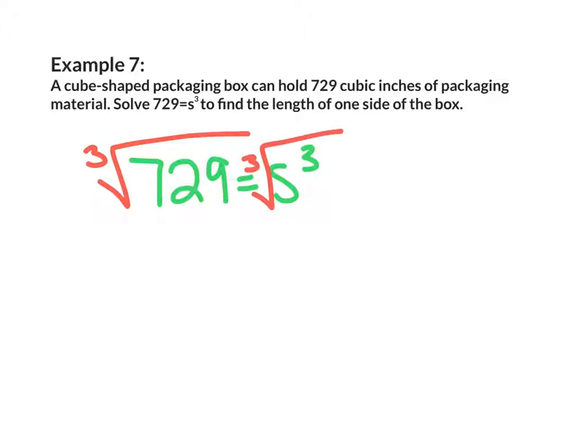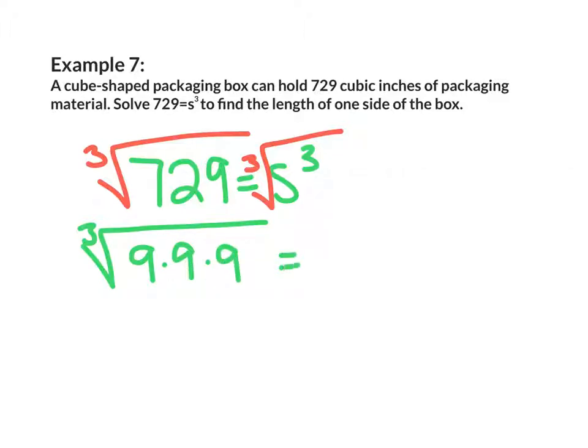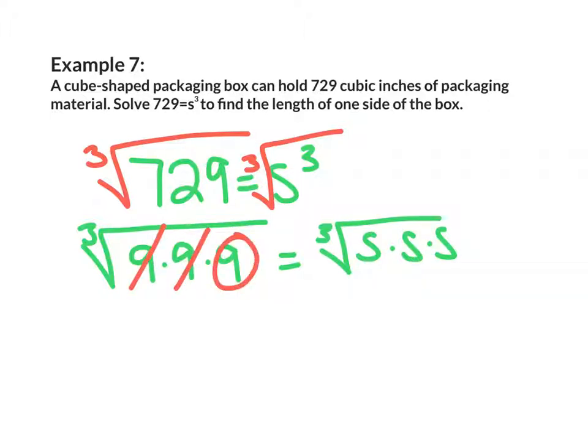so I know that 729 can be broken down into 9 times 9 times 9. And s cubed can be broken down into s times s times s. Now I have triplets. So 2 die, 1 escapes. 2 die, 1 escapes. So I am left with 9 equals s. So the length is 9 inches.